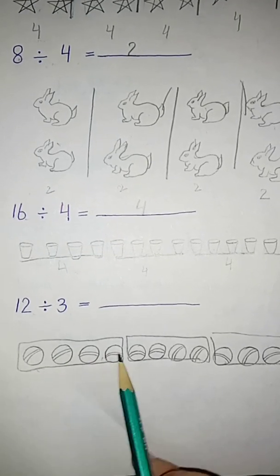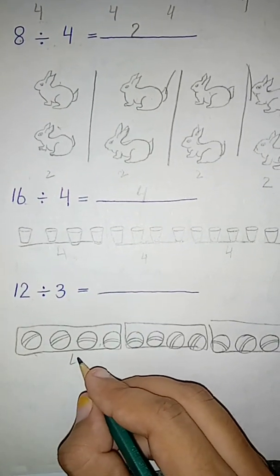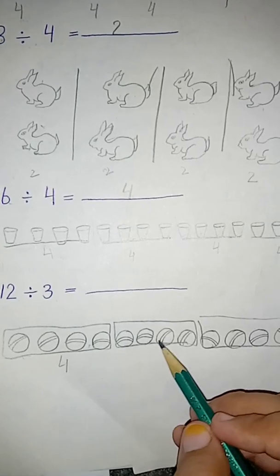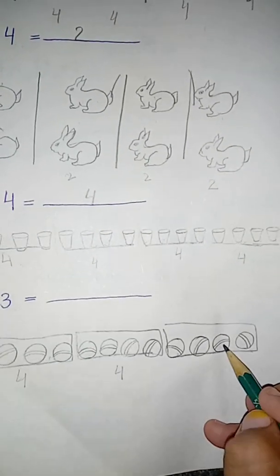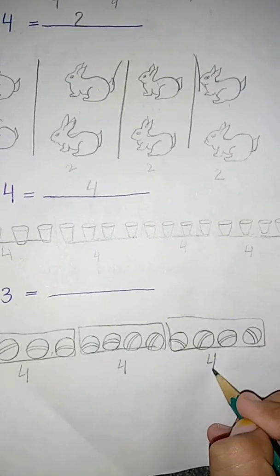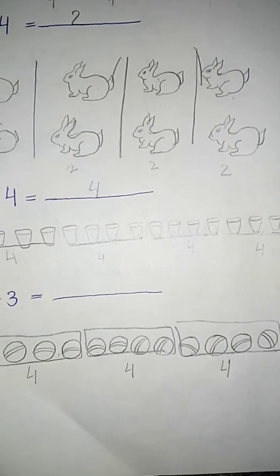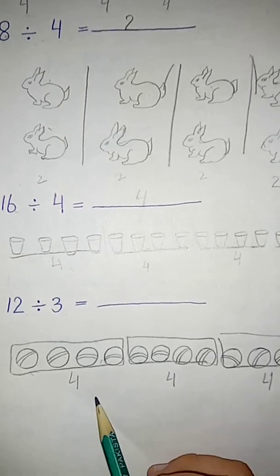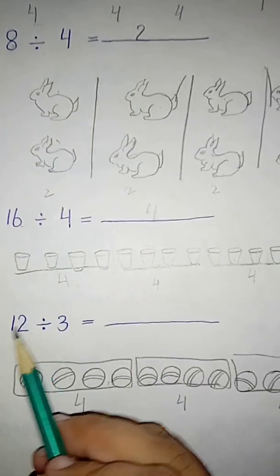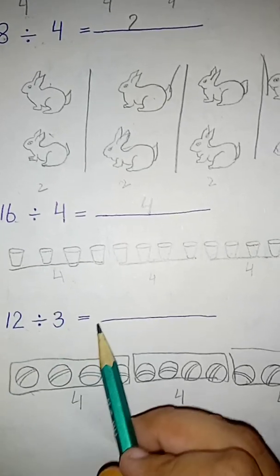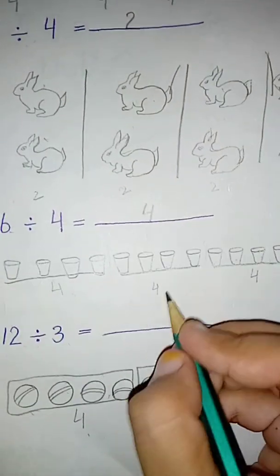1 2 3 4. 1 2 3 4. 1 2 3 4. Now in each group we have 4 balls. So our answer is 4. 12 divided by 3 is equal to 4.